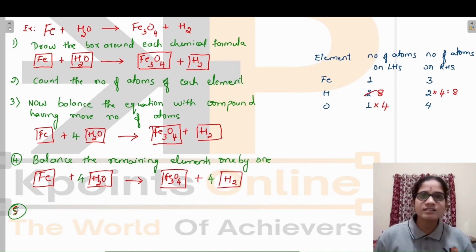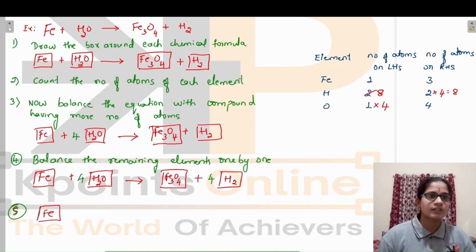Now, how can we balance the number of iron atoms? Here there are 3 iron atoms. Once I write the coefficient 3 here, then there will be 3 iron atoms on the LHS also. So these coefficients which are written in front of the chemical formula of the compound are called stoichiometric coefficients. Okay, I will write 3 here to make the number of iron atoms the same on both sides of the equation.